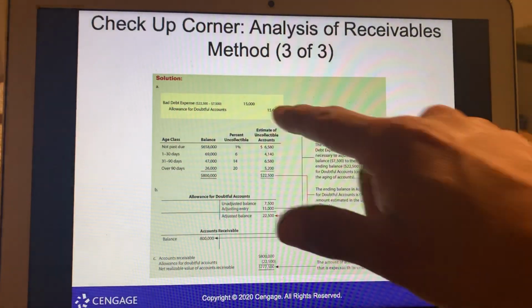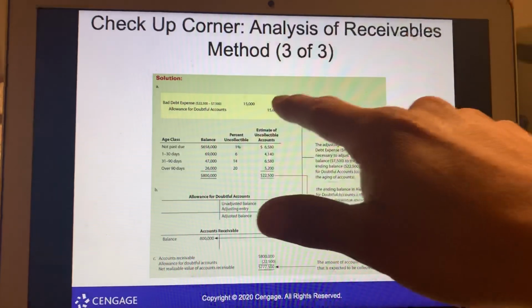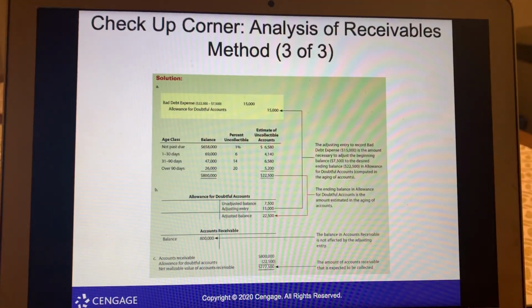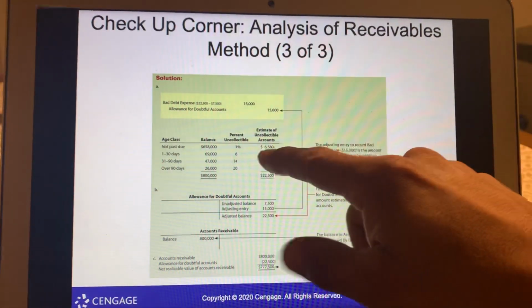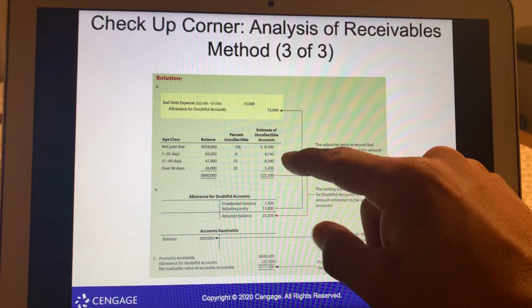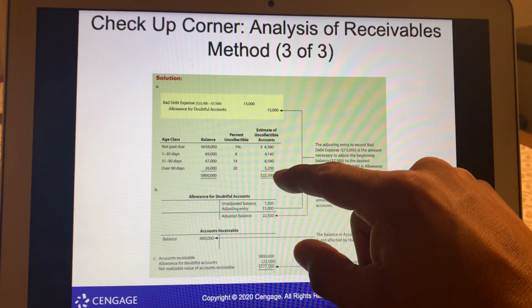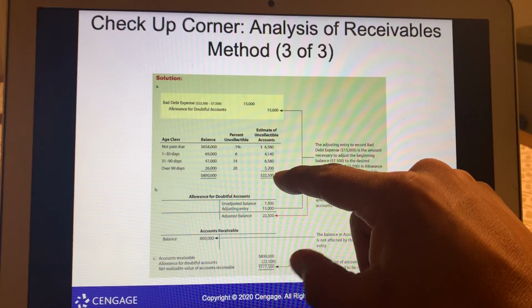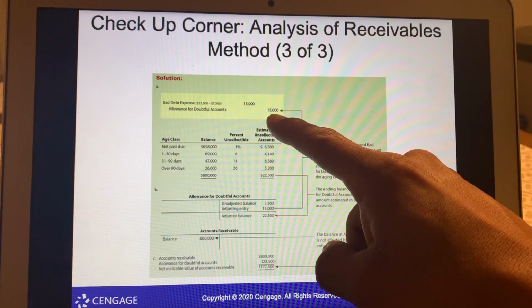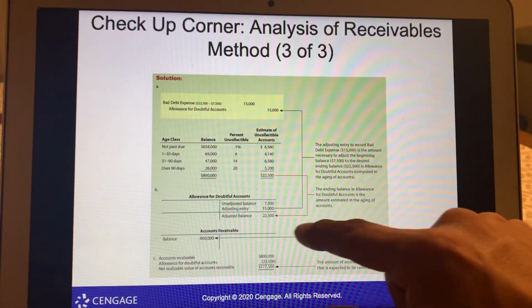So A, we're going to record 22,500 minus 7,500, which gives us a $15,000 bad debt expense, and then our allowance for doubtful accounts right here. Okay. Again, how we got that was we had 22,500, subtracted the 7,500, and that's where we arrived at 15,000, because that was the adjusting entry we needed to make. Okay, so there's part B right there, adjusting entry, and there's arrows.